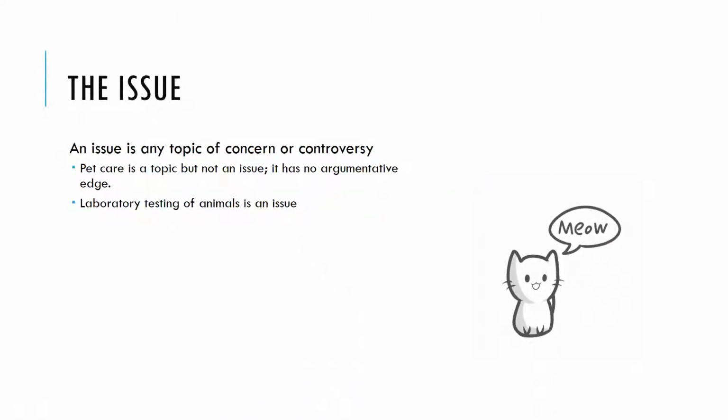In order to have a compelling argument, you must choose an issue that is a topic of concern or controversy. For example, pet care is a topic, but not an issue. It has no argumentative edge. No one would logically argue against appropriate pet care. However, laboratory testing of animals is an issue, with plenty of support on both sides.